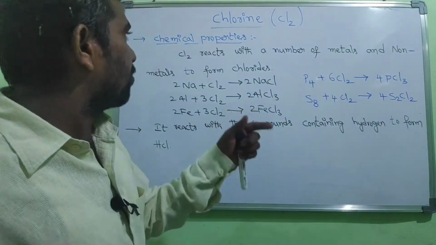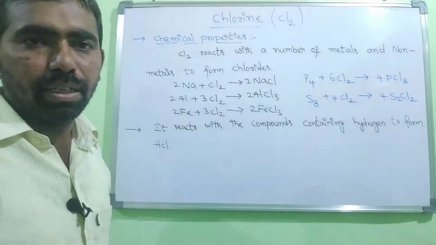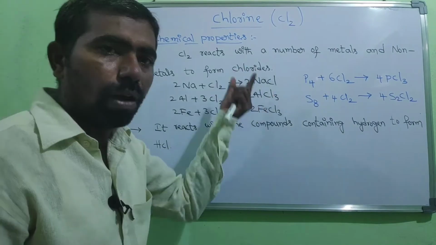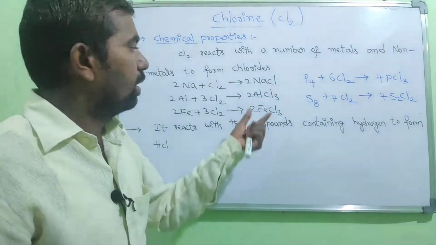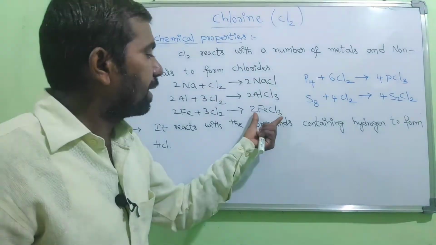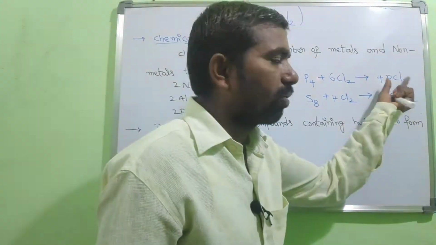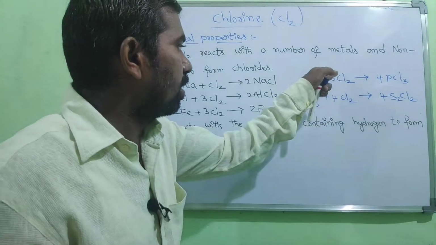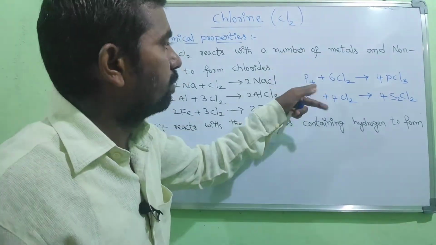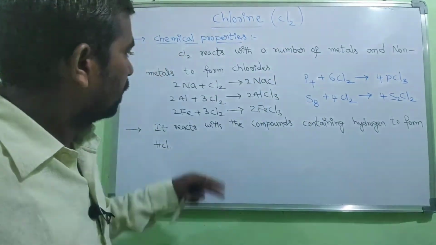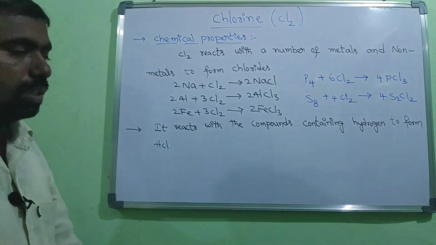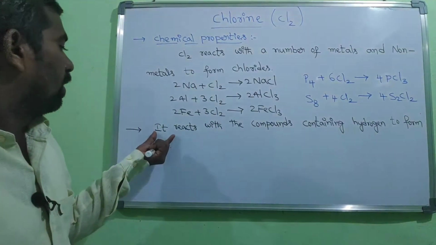That is about the reaction of chlorine with metals and non-metals. When chlorine reacts with metals and non-metals, it forms the chlorides: sodium chloride, aluminum trichloride, ferric chloride, phosphorus trichloride, sulfur monochloride, etc. These are the reactions between chlorine and non-metals. These are about the reaction between chlorine and the metals. So next one is about chlorine.